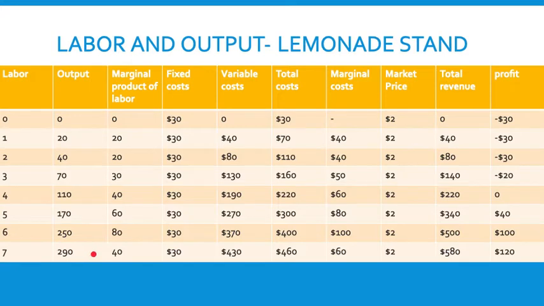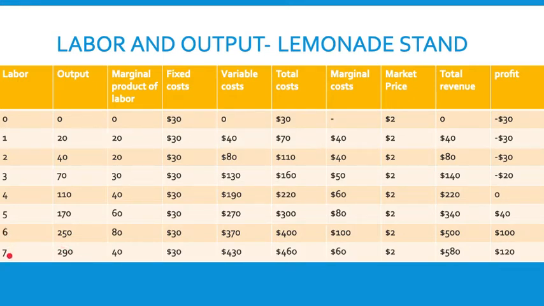Seventh worker. Now, this is where we start seeing these. At this point, we've seen increasing marginal product of labor every time we added a worker. Now we see a decreased marginal product of labor because we've actually gone down. With the seventh worker, we've only added 40 cups. So for whatever reason, maybe this is where we've maximized efficiency.